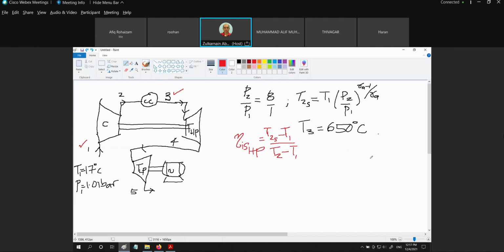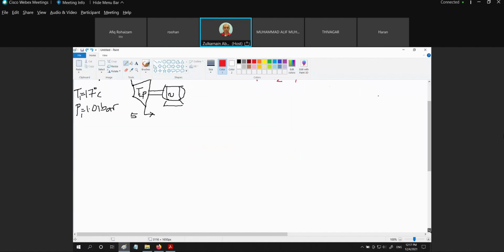Okay? So in my case, I cannot solve the temperature without looking at the TS diagram. So meaning that after sketching your schematic diagram, I would advise you to sketch your TS diagram. So let us put this TS diagram.